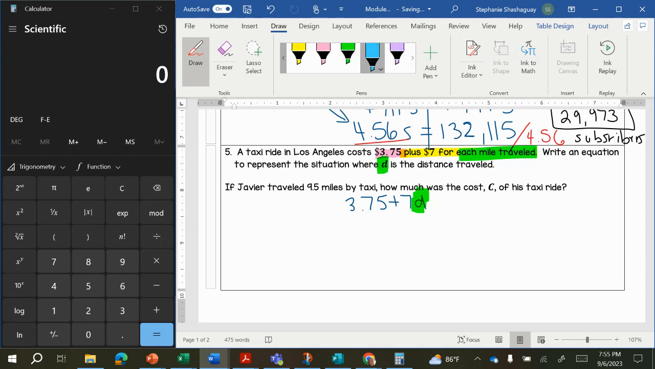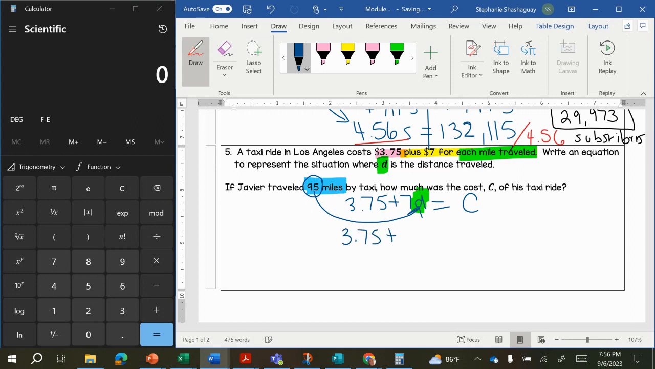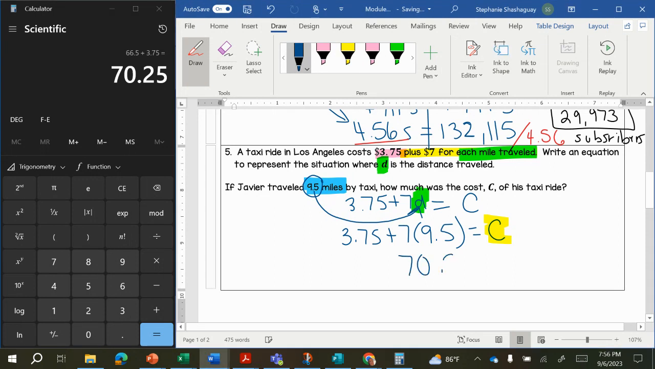Now they're telling us in this problem that Javier traveled 9.5 miles. So I'm actually going to take this 9.5 miles and plug it in for D to find the total cost. So my new equation will look like 3.75 plus 7 times 9.5. And that will equal my cost that I spent on the taxi ride. So in my calculator, I'm going to do 7 multiplied by 9.5. And I'm going to add the $3.75. And I get $70.25.